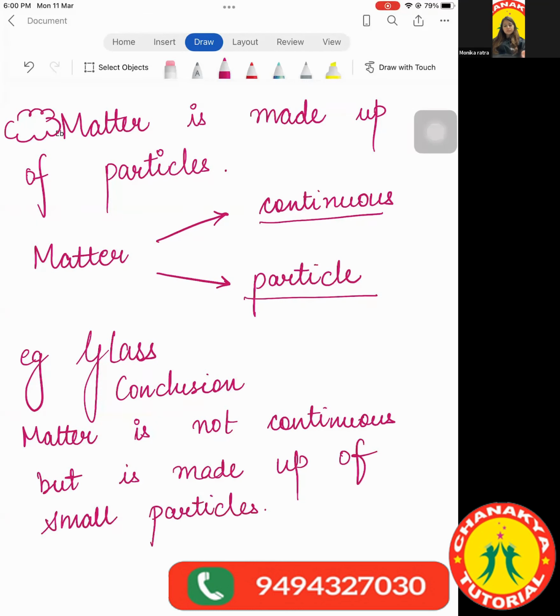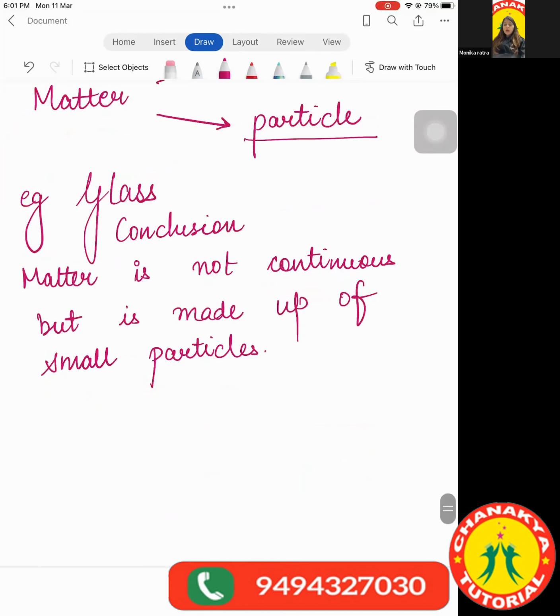Now, every single thing around us is matter and is made up of small particles. For example, our earth, oceans, mountains, sun, moon, stars, our body, our house, chair, table, book, everything is made up of particles.